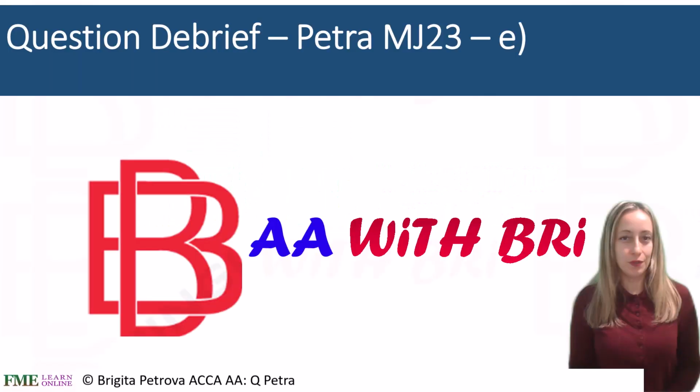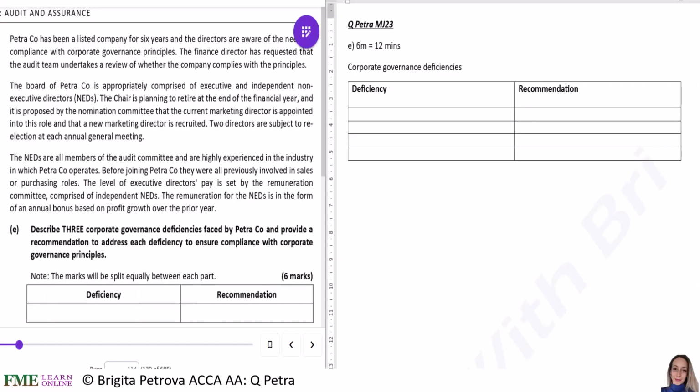Hi guys, in this video we will try the Petra question from the March-June 23 exam sitting, and we are looking at part E, which is on corporate governance, deficiencies and recommendations. So I will show you how to answer such questions in order to score full marks in Section B. Okay, here is the question, and we're looking just at part E, which is on corporate governance.